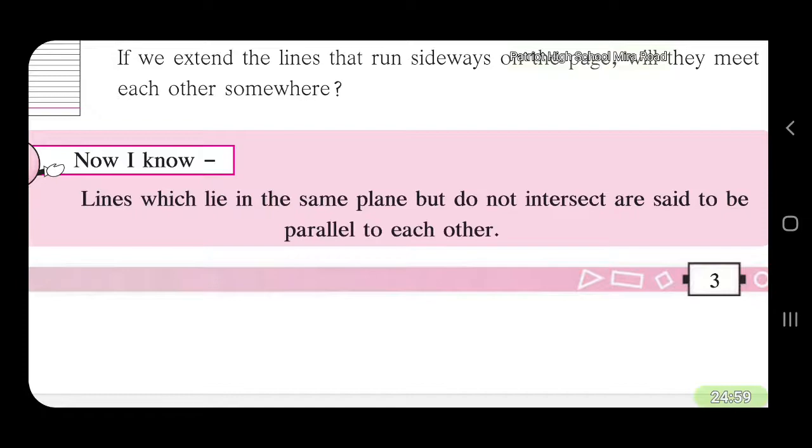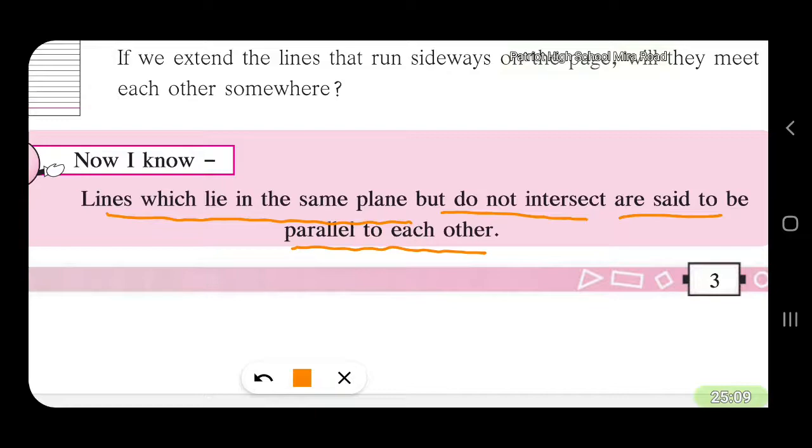Lines which lie in the same plane but do not intersect are said to be parallel to each other. So this is the definition. What is the definition of parallel lines? Lines which lie in the same plane but do not intersect are said to be parallel to each other.